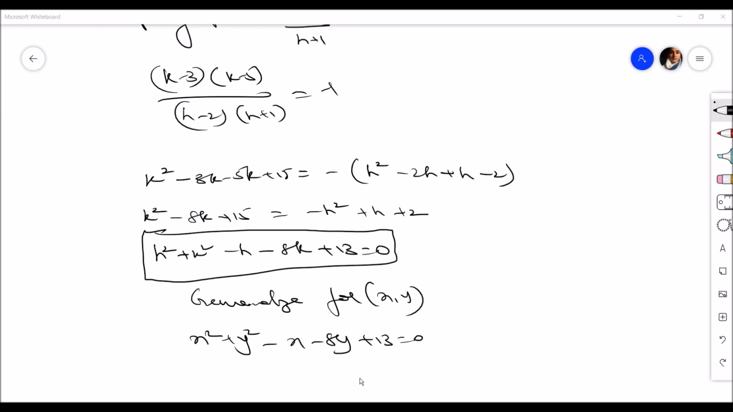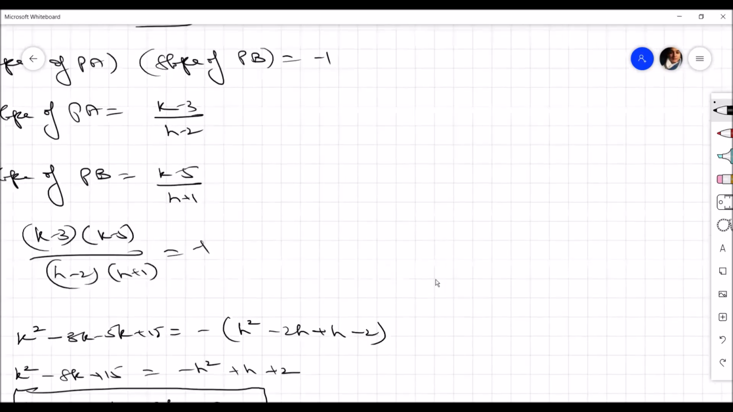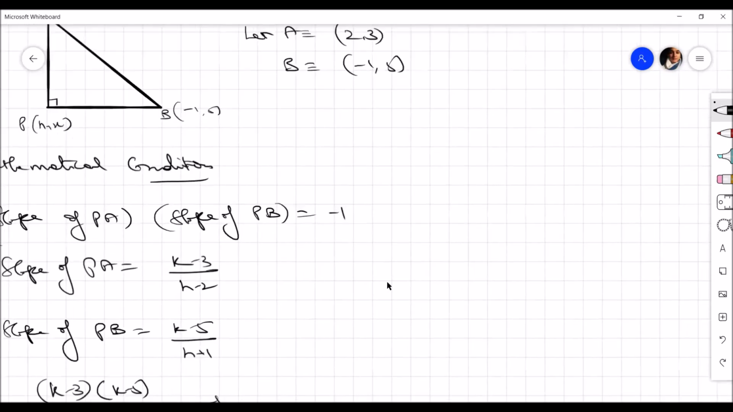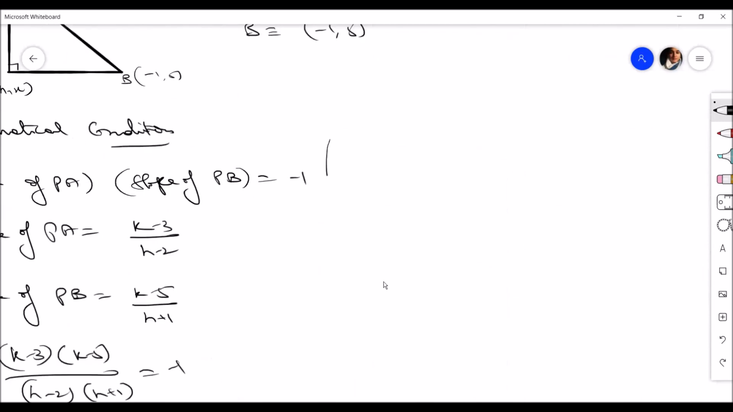Of course, with a given condition. That's one way to do it, by using slopes. Let me give you an alternate method also. I won't be using slopes here. It's a different method using a mathematical condition. You don't have to write both of these. You can just end up writing one among these two.